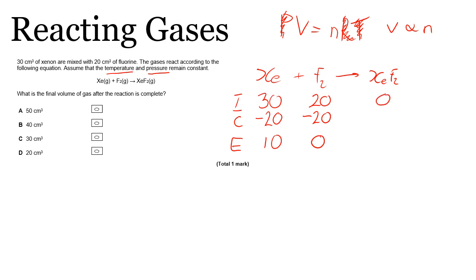On the other side, I start with no XeF2. Because I'm on the product, this time I'm going to go up by 20, because again, it's a 1 to 1 ratio. So I've ended up with 20. What's the final volume of gas after this reaction is complete? Well, I've got my 20 here, and I've also got 10 of the xenon left over. So my final answer has to be 30. Don't forget the gas you're left over with from the one that is in excess, which is the xenon. But because everything else cancels out in the equation, you can just treat volume like you would moles.